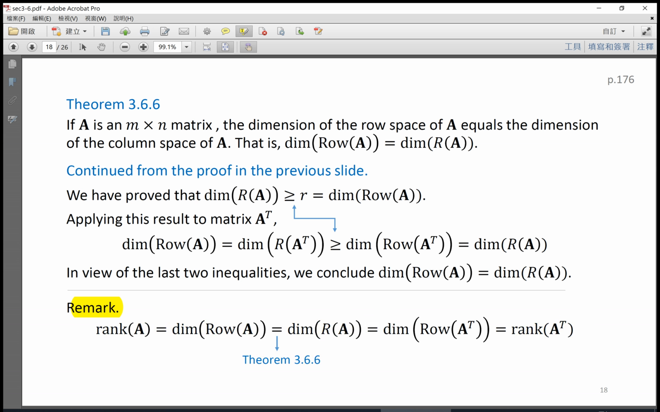And by the definition of row space, the dimension of the row space of A transpose equals the rank of A transpose. Hence, we have proved rank A equals rank A transpose. This is a well-known result regarding the rank of a matrix.